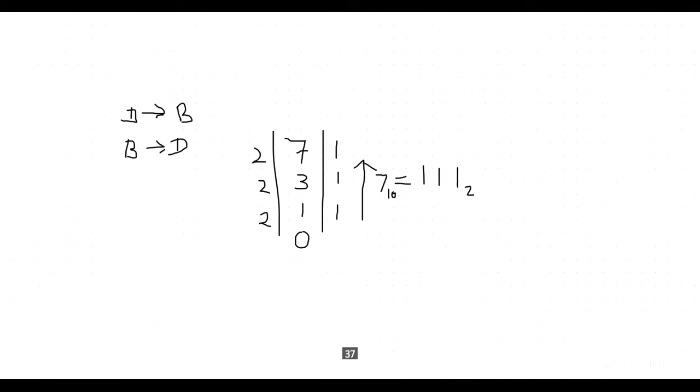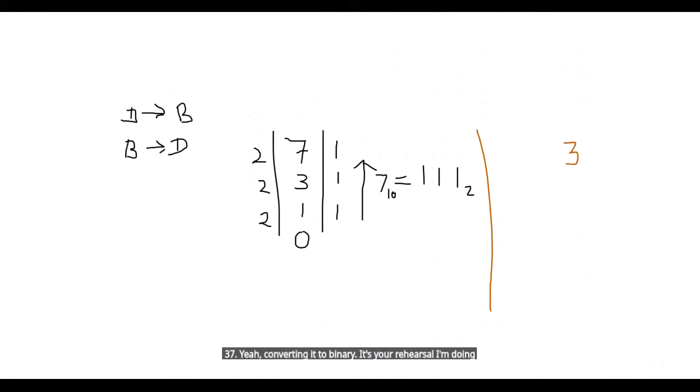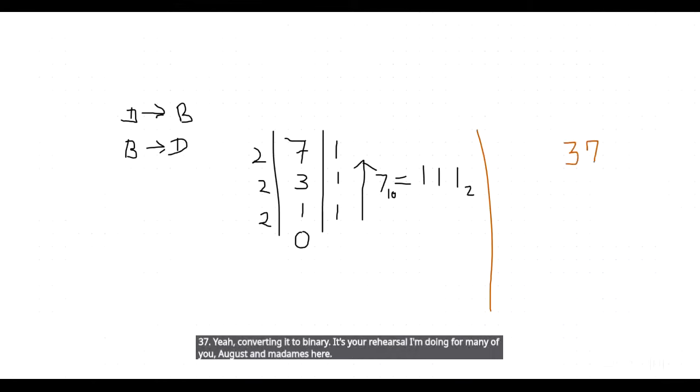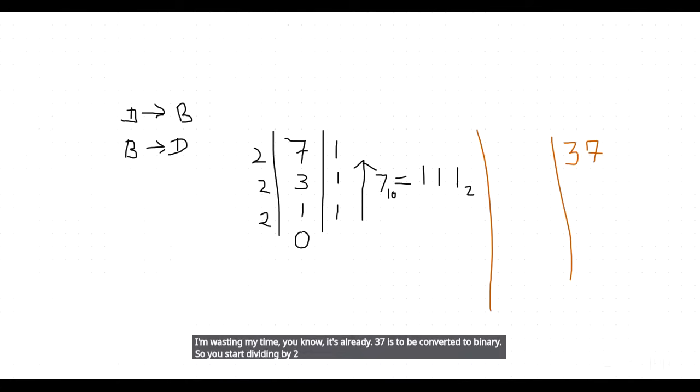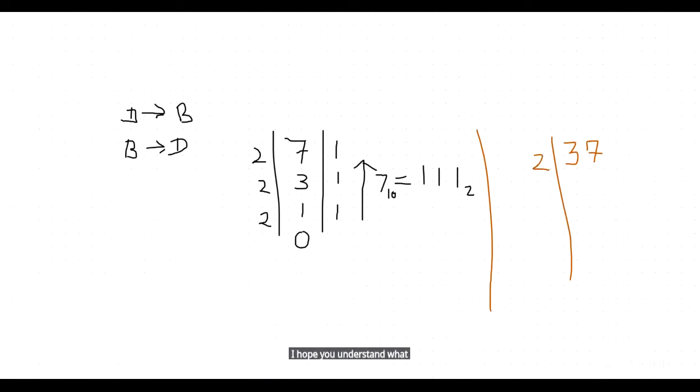37. Okay. So let me check 37. So we can change color. So this one is ended. 37, we are converting it to binary. It's your rehearsal I'm doing for many of you here. I'm wasting my time. You know it already. 37 is to be converted to binary. So you start dividing by 2 till further notice. I hope you understand what I mean by till further notice.